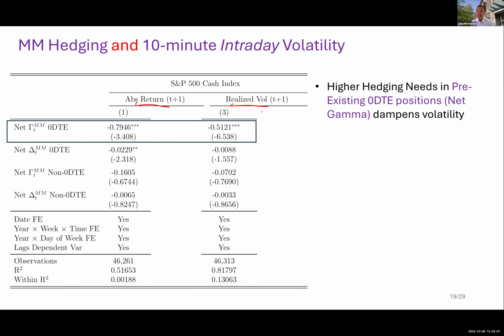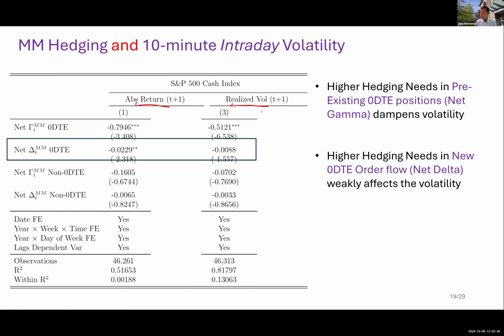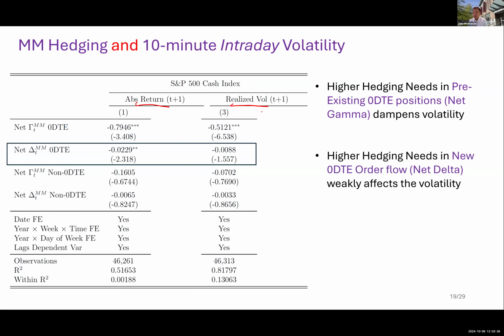First, for the net gamma from zero DTE contracts, we find a very strong negative coefficient estimate. This is a simple panel regression at the 10-minute interval. We find that higher hedging needs for pre-existing zero DTE positions dampen volatility. Higher hedging needs for new order flow, that is delta at zero DTE, has a small and weak effect on volatility, which is not as robust.